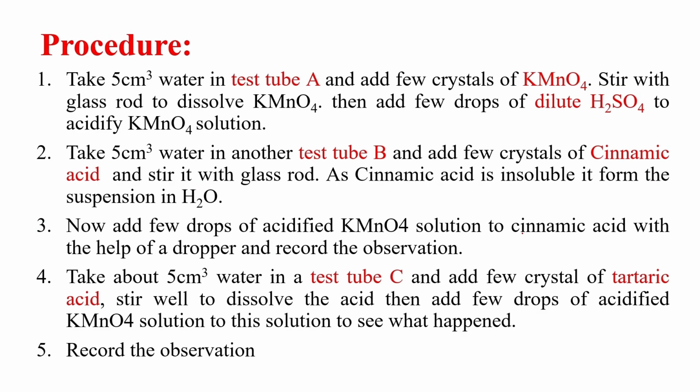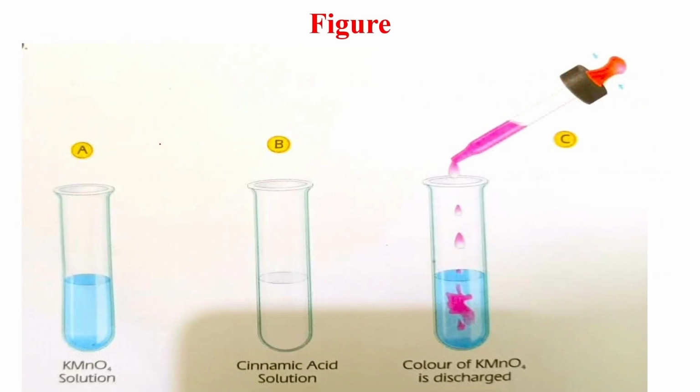We will see the diagram. First of all, we have three test tubes: test tube A, test tube B, and test tube C. In test tube A, there is a KMnO4 solution. In test tube B, there is cinnamic acid solution, which will be a suspension. And in test tube C, the color of the KMnO4 will be discharged, which means the reaction is completed and we can find the results and the observation.